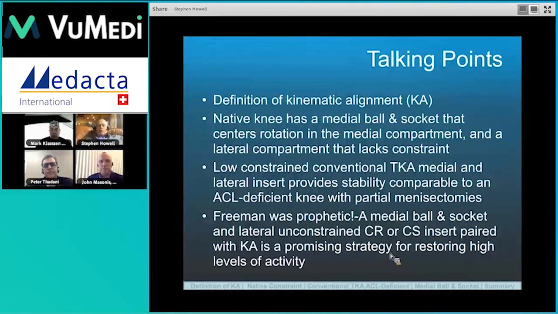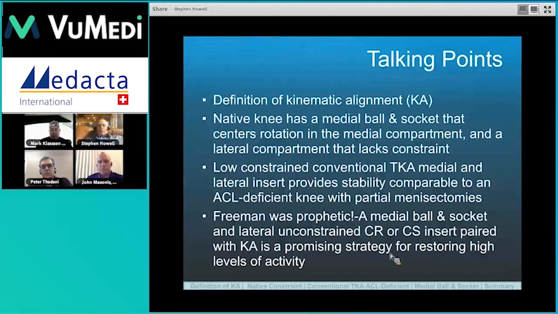I then want to share that the low-constrained conventional TKA medial-lateral insert, for most of the inserts that I've used in my career, provides stability that's comparable to an ACL-deficient knee with partial meniscectomies. And I believe that's why some of these patients have exercise intolerance. They want to walk 2 miles and they get effusions. They want to go to the gym and they get pain in the soft tissues. So I believe that having a more constrained medial socket and lateral unconstrained plateau may increase the exercise tolerance for these patients that want to remain active.